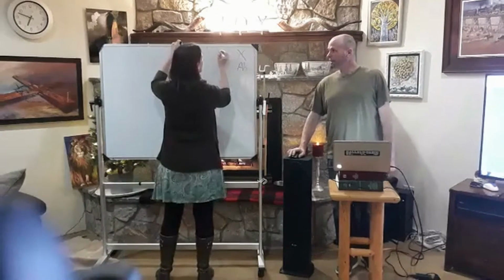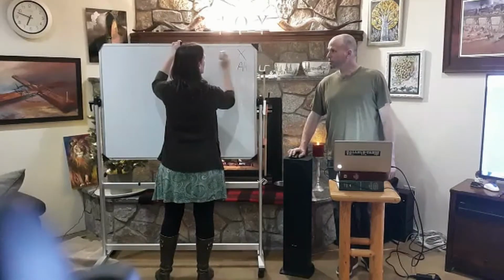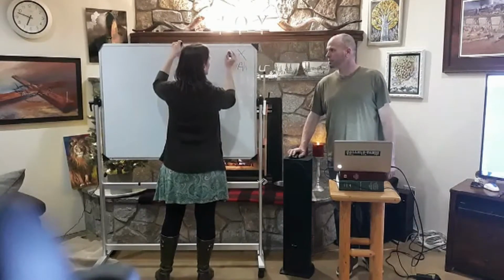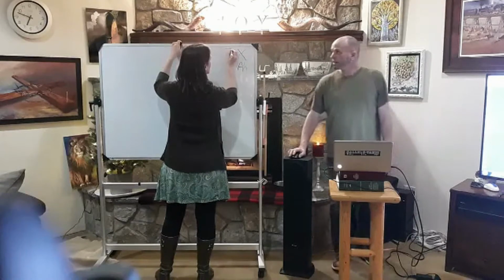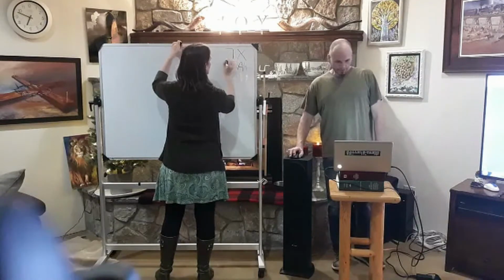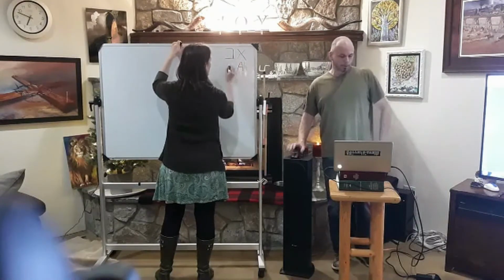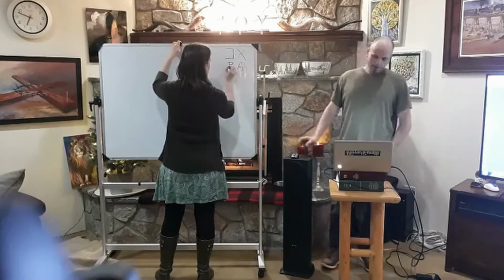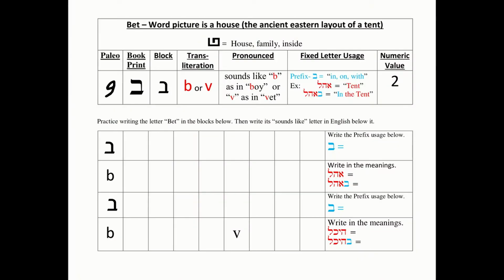All right, let's write a bet. Some say bait. Write them close together. You're doing 22 letters and sounds like under them, so you've got to be tight. Okay. And so bet is your page 13. Sounds like a B or a V. It has a fixed letter usage, which we won't review right now.